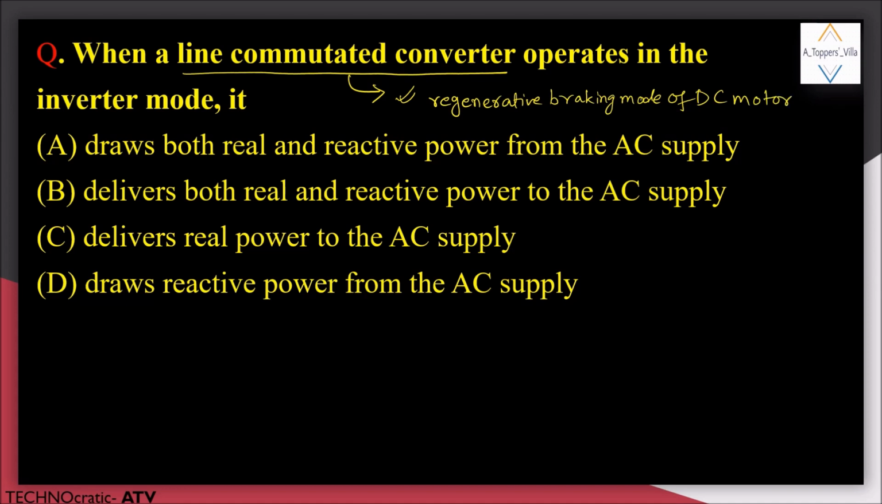So this line commutated converter delivers real power also and reactive power also. So the most accurate option here will be option B. It delivers both the real and reactive power to the AC supply.